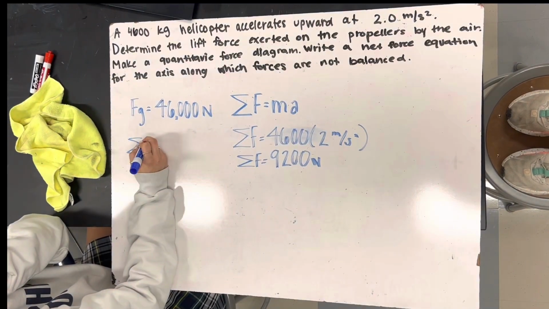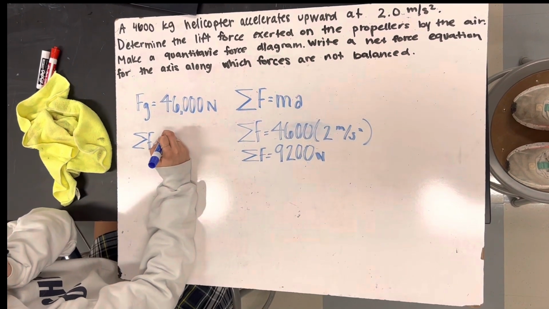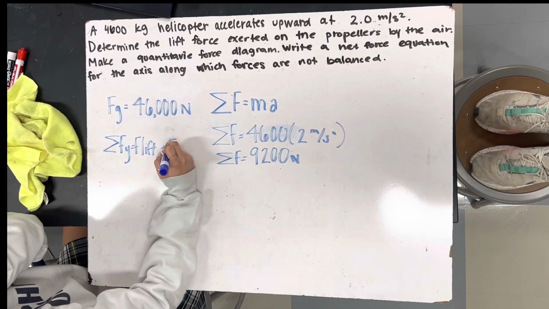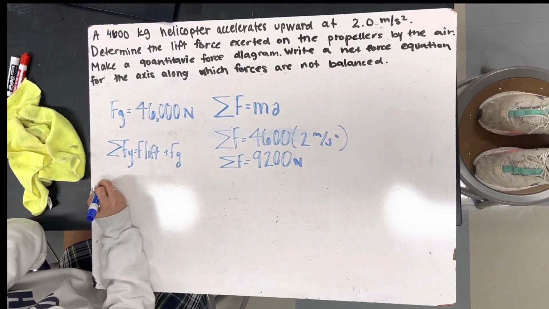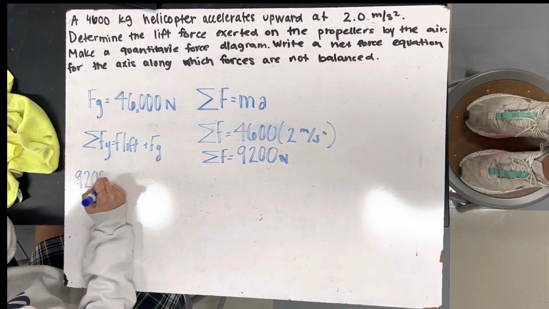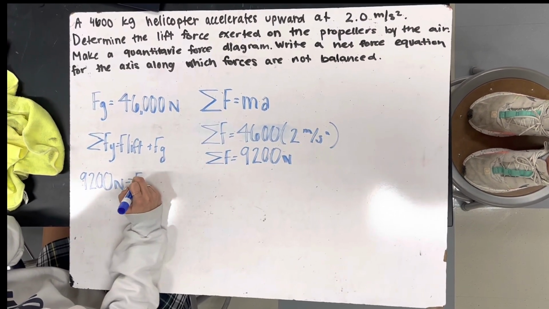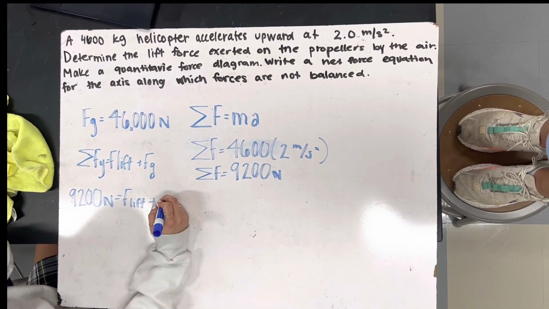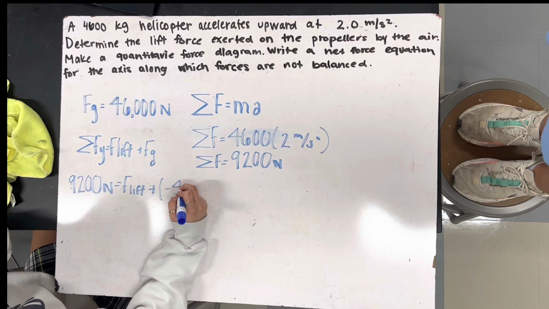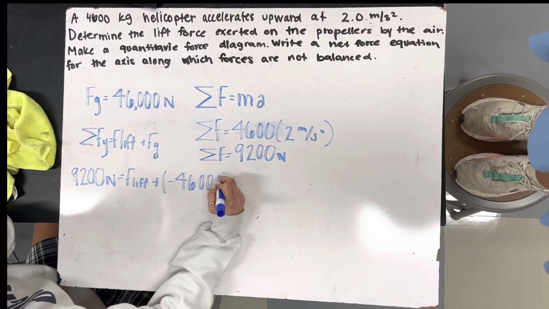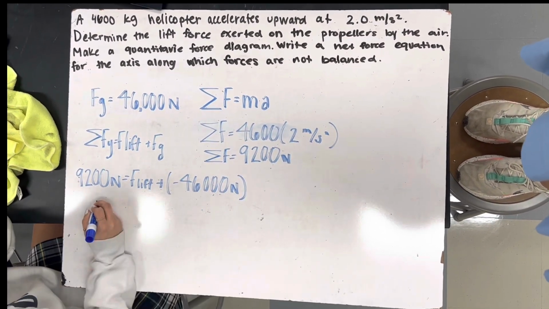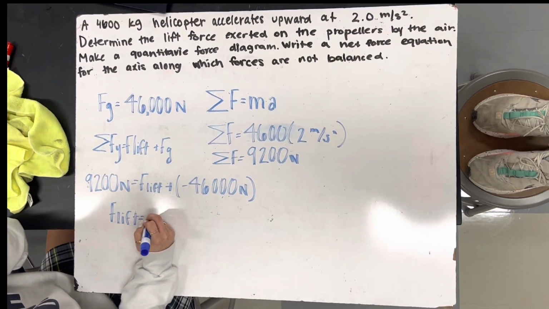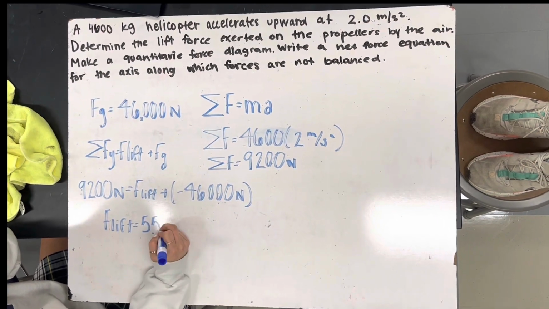Next, we will calculate the lift force using the net force and the force of gravity in this equation. Because the force of gravity pulls down, our value is negative. The correct answer is 55,200 newtons.